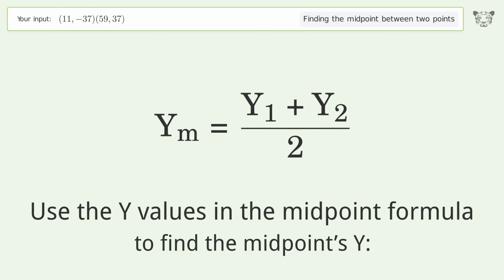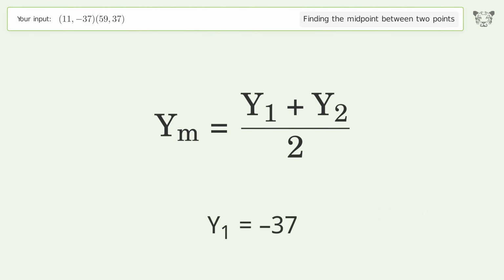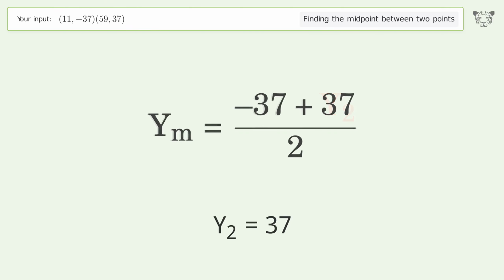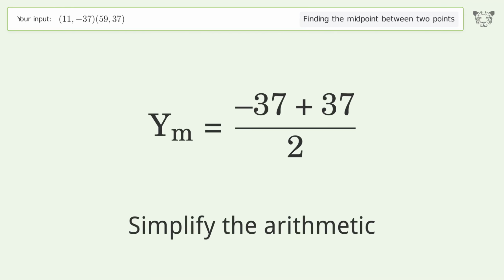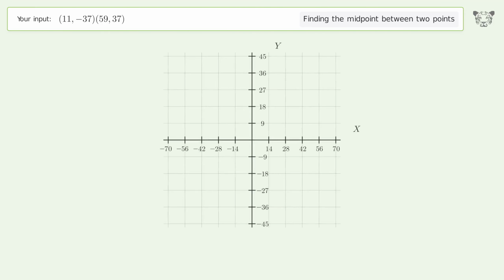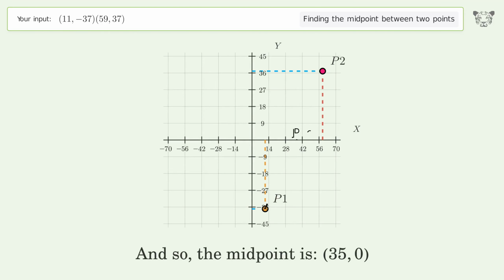Use the y values in the midpoint formula to find the midpoint's y. y1 equals negative 37. y2 equals 37. Simplify the arithmetic. And so, the midpoint is 35, 0.